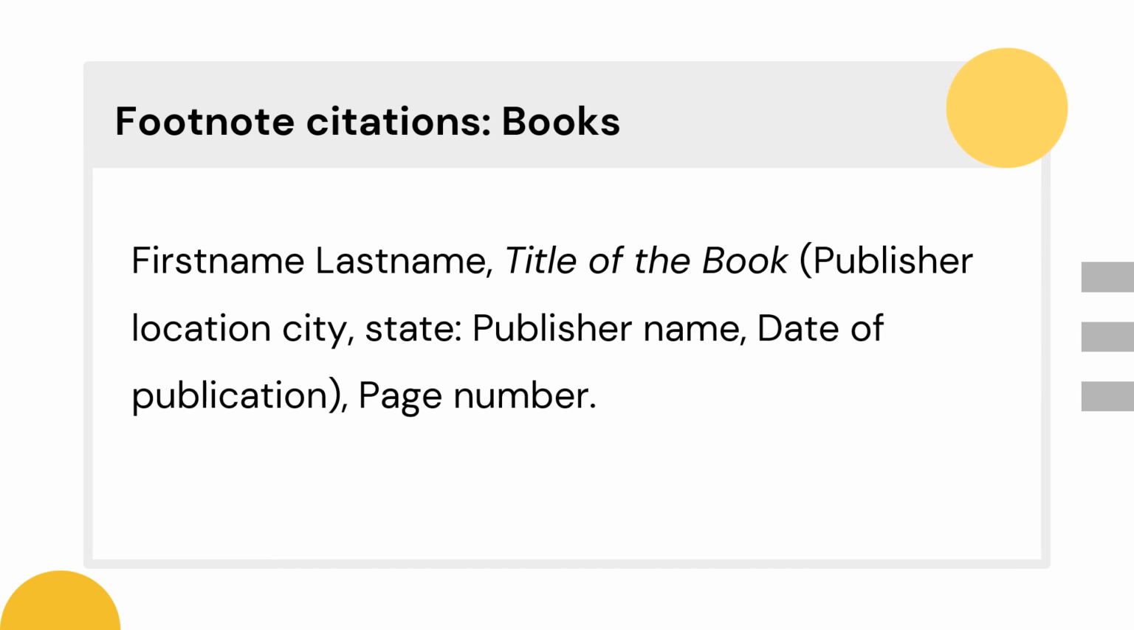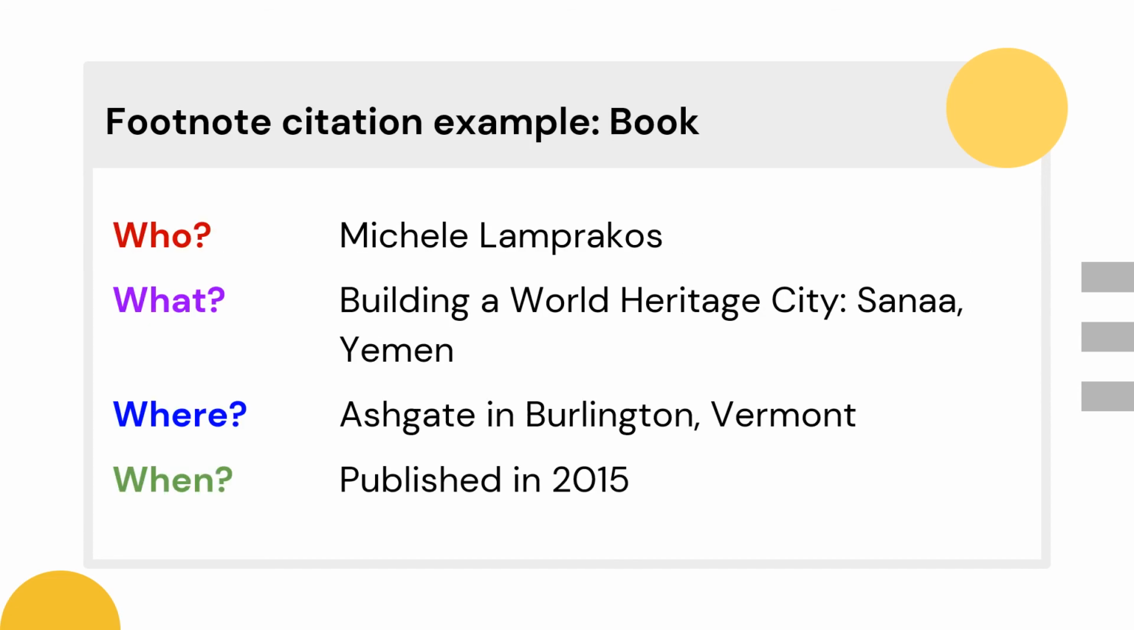First, we list the author's first name, then last name, then a comma. Next, you have the title of the book in italics, then open parentheses, the publisher's location by city, colon, publisher's name, comma, the year of publication, then close parentheses, comma, then the relevant page number, and close it out with a period. Now let's take that format and apply it to an example.